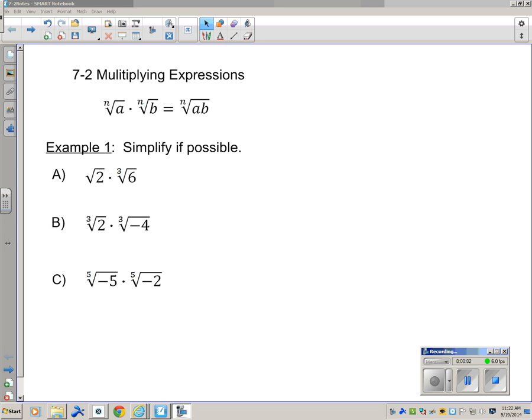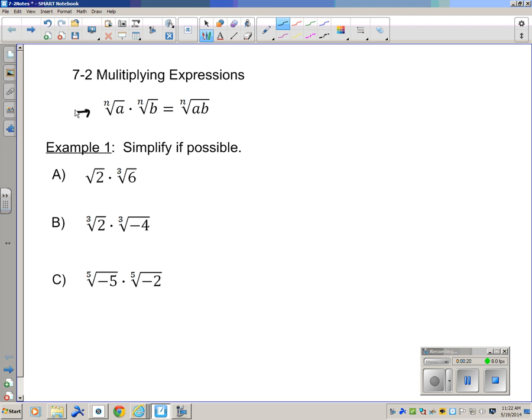So today we're going to be working on multiplying some square roots together. If you look at the rule up here at the top, it says the nth root of A times the nth root of B. As long as they're the same root, you can combine those by multiplying both of them underneath the radical.